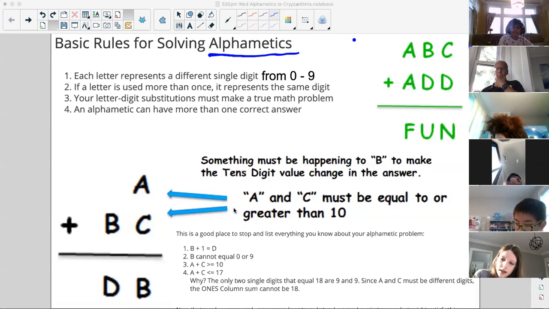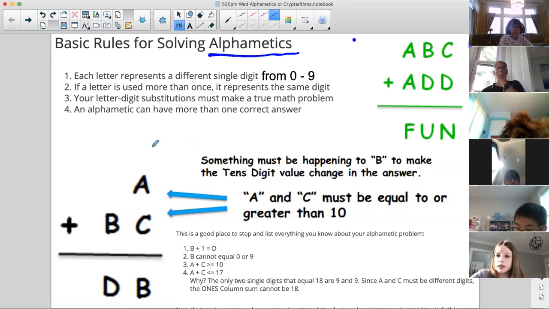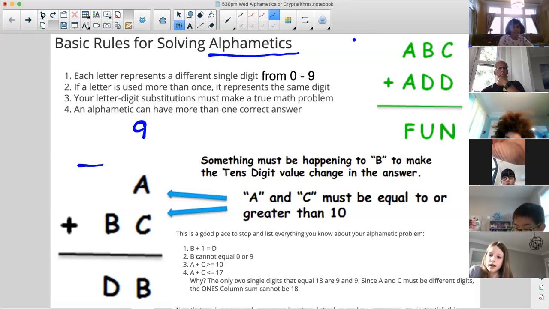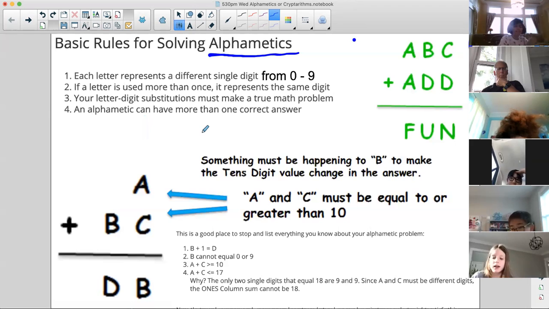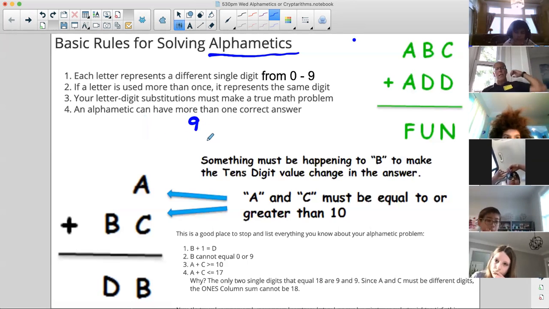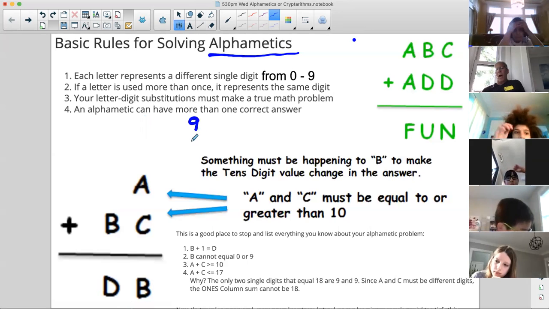Now, Claire, what digit can A not be? 9. All right. Tell me why A cannot be 9. Because if A and C equal B, then the largest number B could be is 9, so A can't be 9. Well, if A were 9, then what if C were like, I don't know, 7? Then B would be 6?